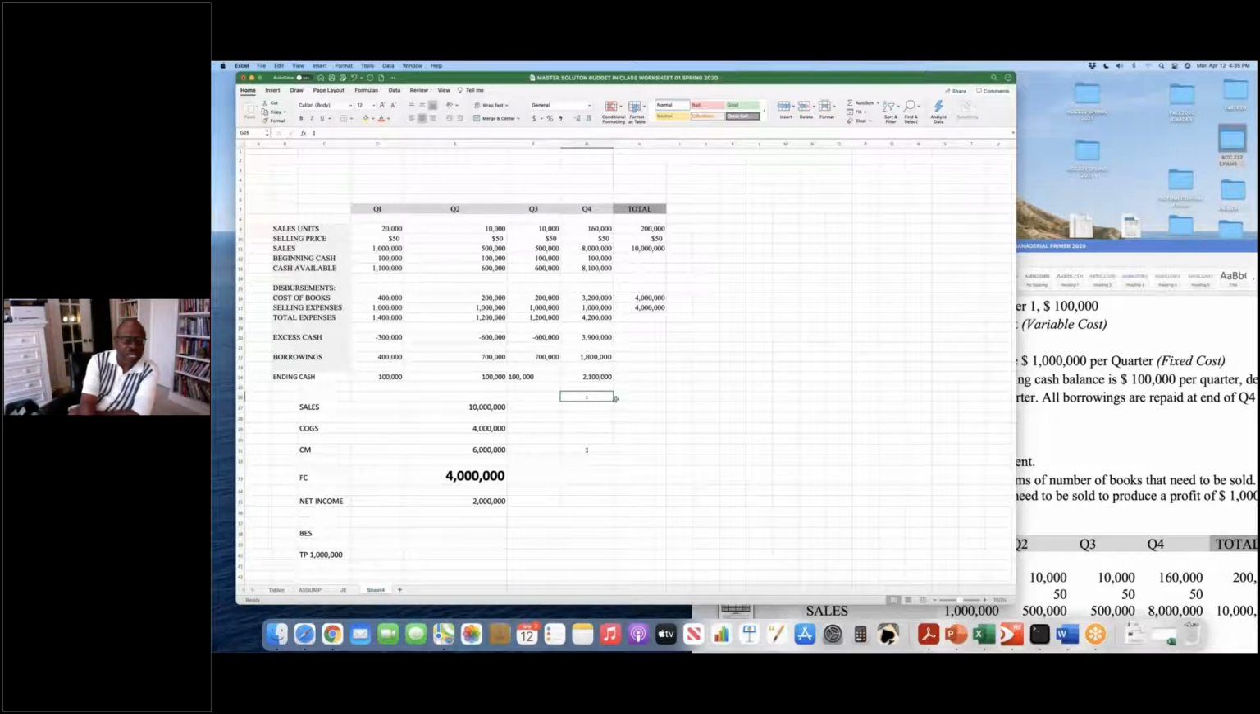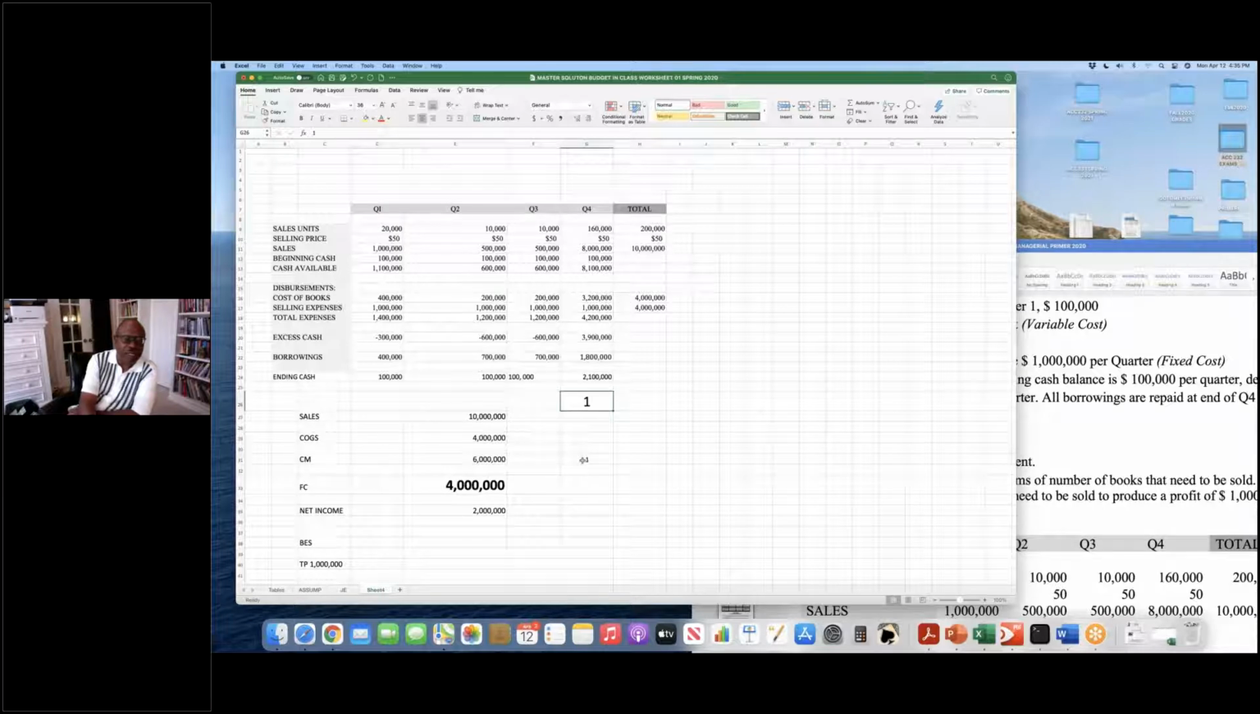My professor last week told me to always do things based on one unit so we can get things clarified. So if I was doing one unit, what would the selling price be?